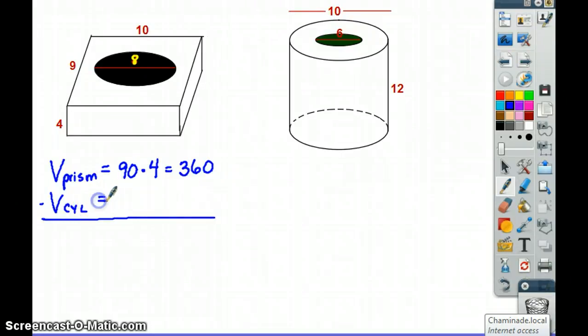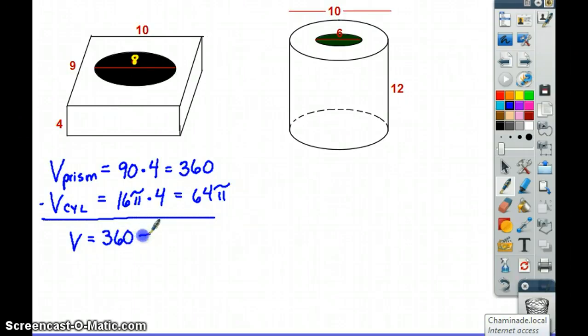The volume of the cylinder, once again, I take the area of the base. Well, let's see. The diameter is 8, so the radius would be 4. So a circle with radius 4 has an area of 16 pi times the height. That gives me 64 pi. So the volume of this shape with this part cut out is 360 minus 64 pi. That's an exact answer. I could definitely use my calculator to find an approximation.